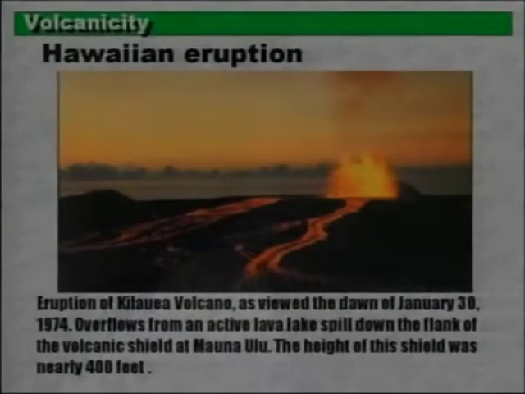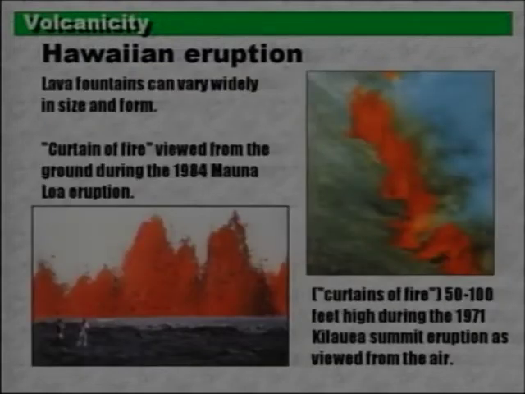Okay, the next example of eruption type will be that of the Hawaiian eruption. Looking at the information from the monitor, it tells us the eruption of Kilauea volcano as viewed at the dawn of January 30th, 1974. Overflows from an active lava lake spill down the flank of the volcanic shield at Mauna Ulu, and the height of this shield was nearly 400 feet.